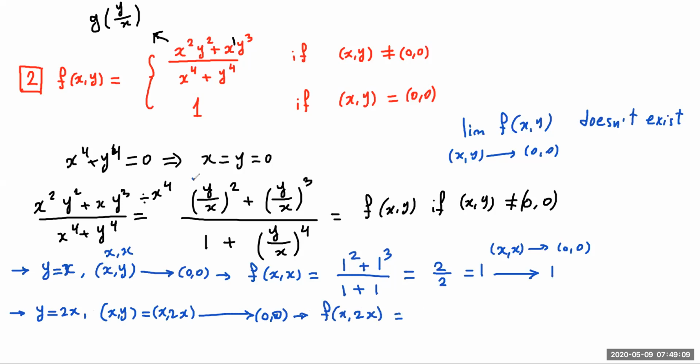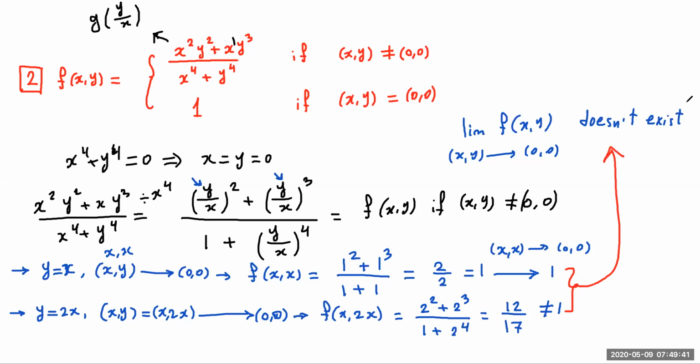So let's write here 2x instead of y. So it's (2x)^2 plus (2x)^3 over 1 plus (2x)^4. So it's 4 plus 8, 12, over 16 plus 1, 17. So 12 over 17, it's different from 1. So for this reason, this limit doesn't exist.